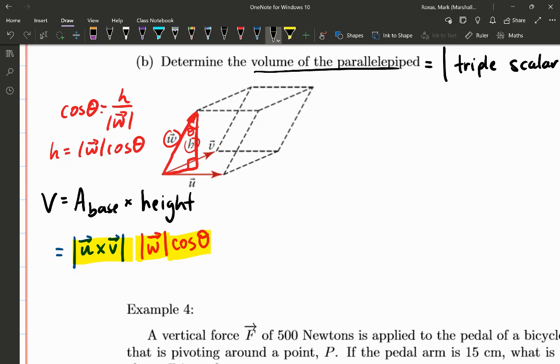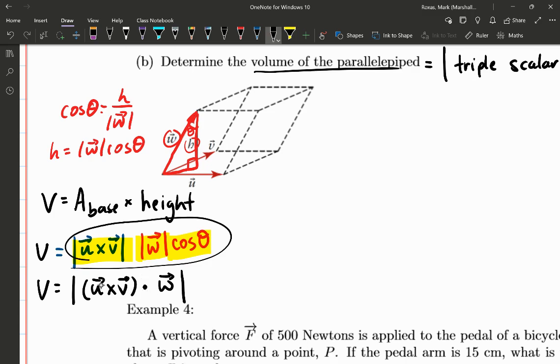Essentially I can rewrite this volume formula as u cross v, which produces a vector, and if I dot that vector with w, I get the volume of this parallelepiped. I condense these two magnitudes times cosine theta into a dot product of one vector, which is the result of a cross product, dotted with another one, w. That's the idea, and that's how we come up with the formula for the volume of a parallelepiped.